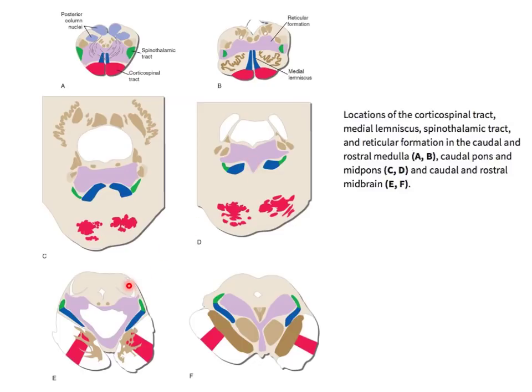And then when we get up to the midbrain, we see that it is above the substantia nigra, and we see it in this portion of the midbrain as well, above the substantia nigra, medial to the medial lemniscus. The medial lemniscus is in blue, and the spinothalamic tract in green. We, of course, see the peduncles here with the corticospinal tract in red, and the substantia nigra here in brown.